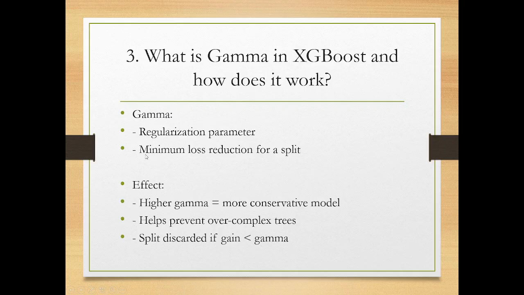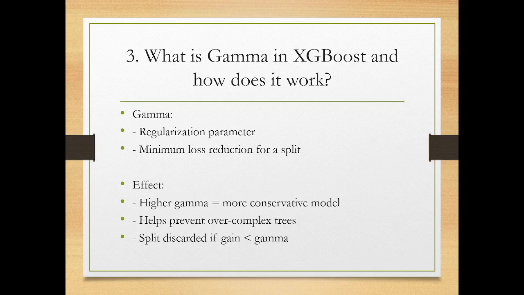It helps to understand the loss reduction for a particular split. The higher the gamma, the more conservative the model will be. So it will help prevent overly complex trees. The trees that we are looking at will not be very complex. It will lead to a simplified model, and so we always want the split to be discarded.